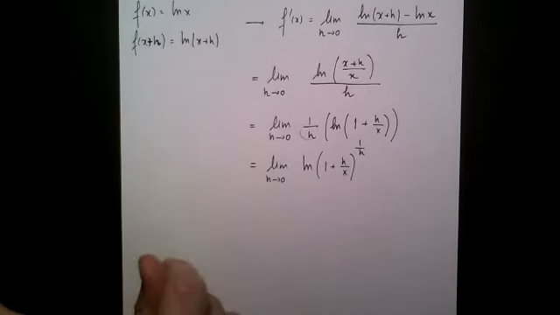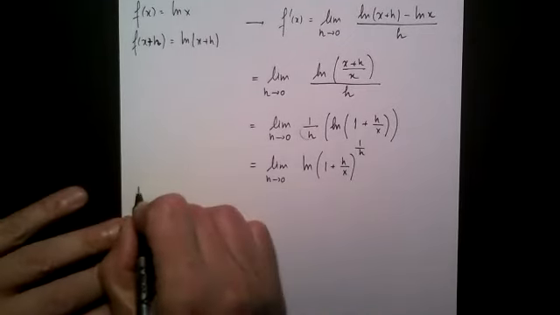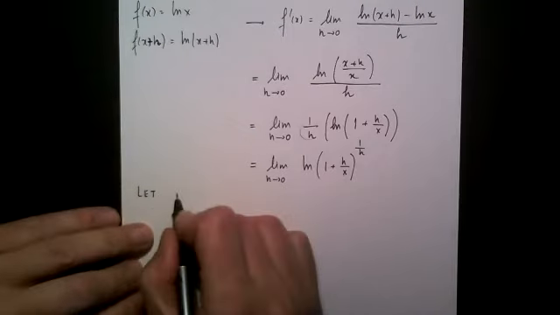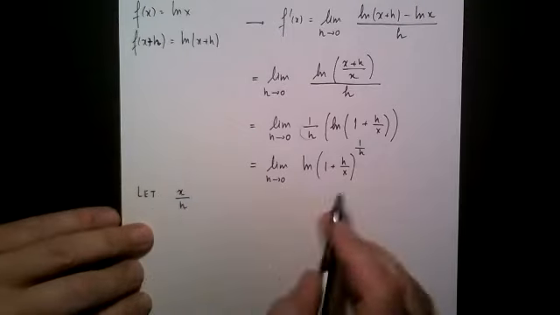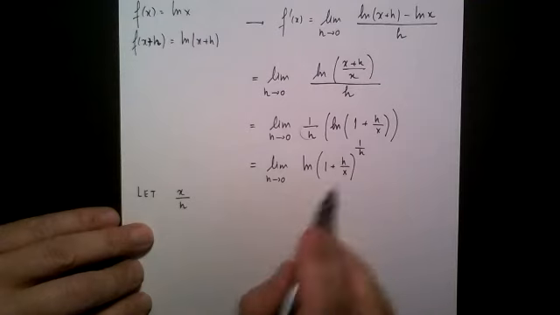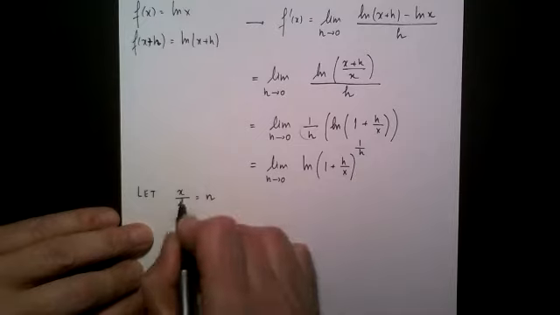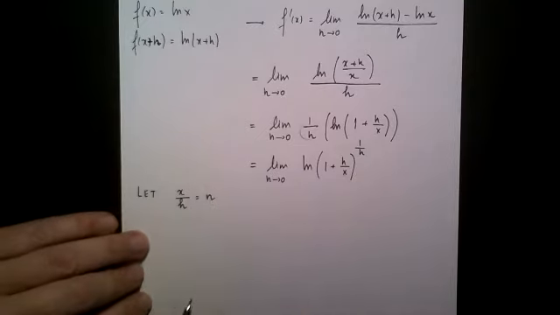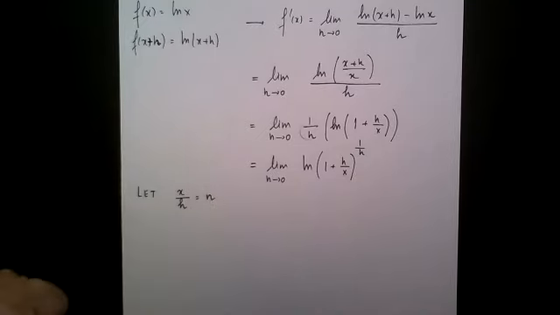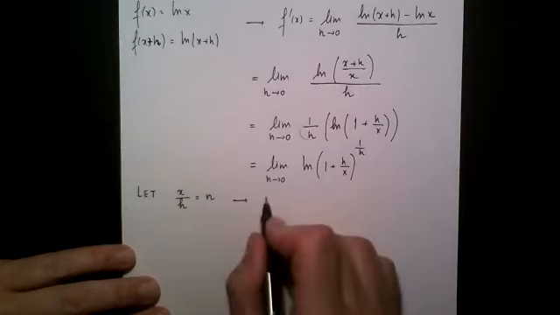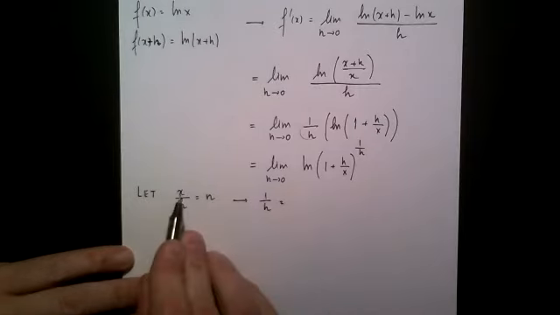Okay, so now I'm going to change variables. I'm going to let x over h, okay, that's the inverse of h over x, but x over h, I'm going to call this, let's say, n. Okay, so this means that 1 over h is n over x.